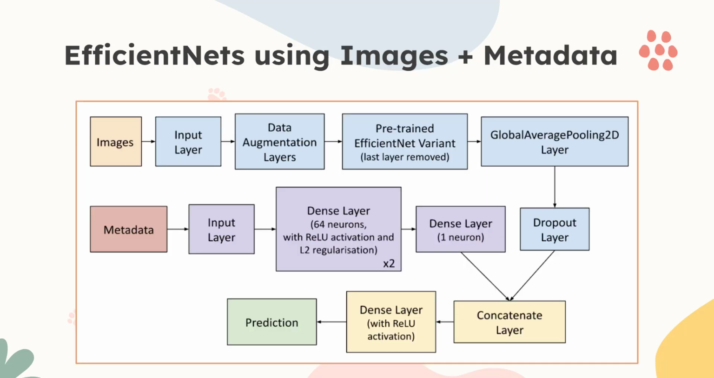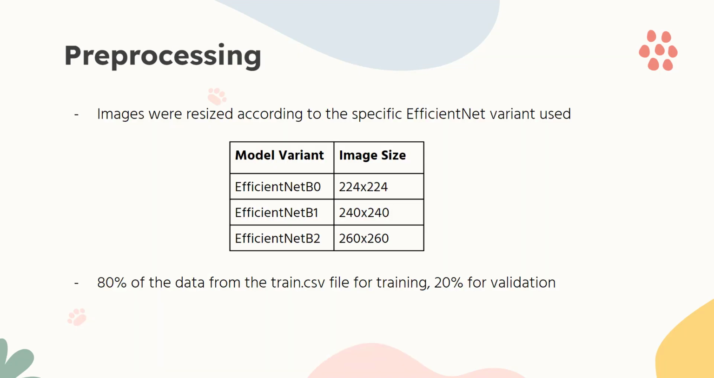We also experimented using images and metadata as input. The images are passed into the EfficientNet model without the output layer, while the metadata is passed into a multi-layer perceptron. The outputs from both models are then concatenated and passed to a dense layer to get the prediction. The images were resized according to the specific EfficientNet variant used as shown in the table, as the pre-trained EfficientNet models from Keras applications include rescaling and normalization layers. We did not have to add them for pre-processing.